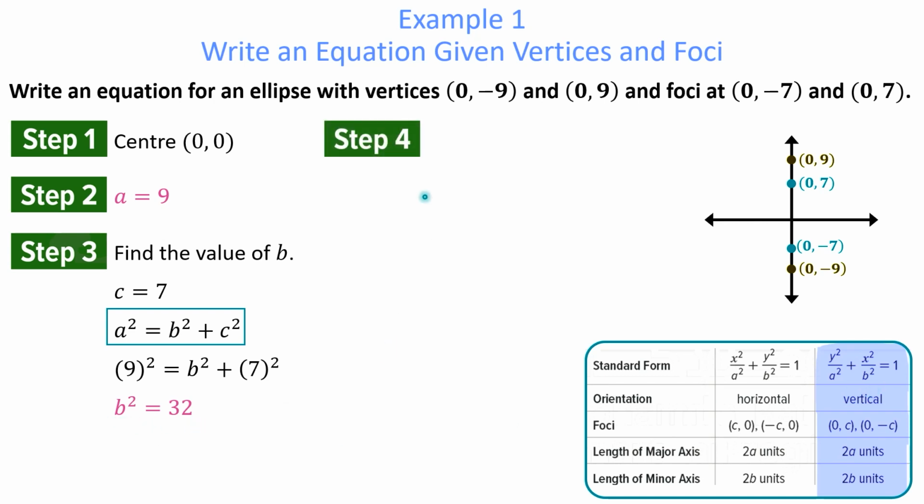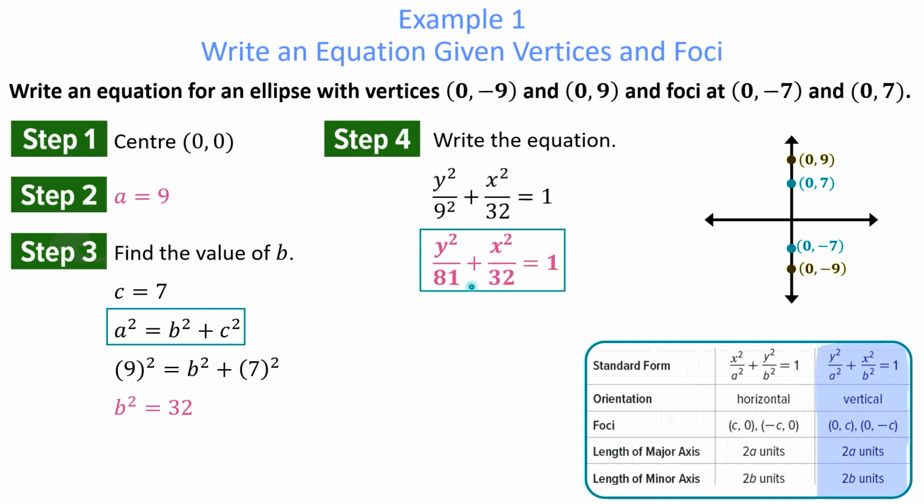So step 4, we just write the equation, and we can do that by substituting the values of a equals 9 and b squared equals 32 into here to give us the following. And then we know 9 squared will simplify to give us 81. And this is the equation of the ellipse we're looking for.